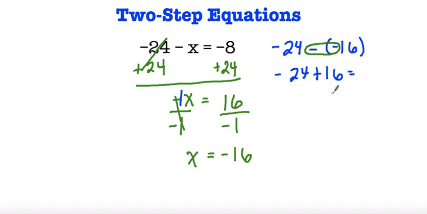Since the signs are different, we're going to subtract and keep the sign of the one with the greatest absolute value. So 24 minus 16 is 8. And the one with the greatest absolute value is negative 24. So it's going to be negative 8, and therefore this is true. So we know that x is equal to negative 16.